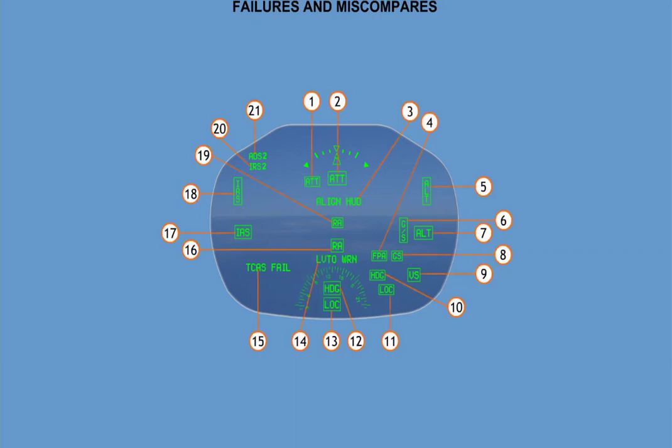Failure flags. Failure flags are displayed for invalid sensor status. It is usually indicated as large size boxed characters. It will flash for 10 seconds and then become steady. Miscompare flags. Miscompare flags are provided for the following miscompares. It is usually indicated as small sized boxed characters, and it will flash for 5 seconds and then become steady. To know the details of each symbol, move the cursor over the numbers.